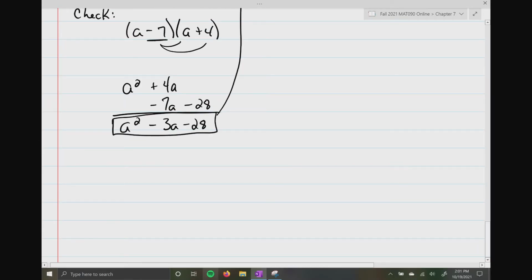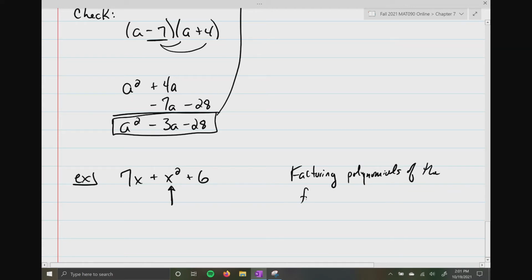Now, sometimes I may try to be clever and do something like this. Okay, I may try to write something like this. And this is where we need to be careful. Because if you look at this problem compared to all the other ones, right there is my x squared term. And the beginning of this section is factoring polynomials of the form x squared plus bx plus c.